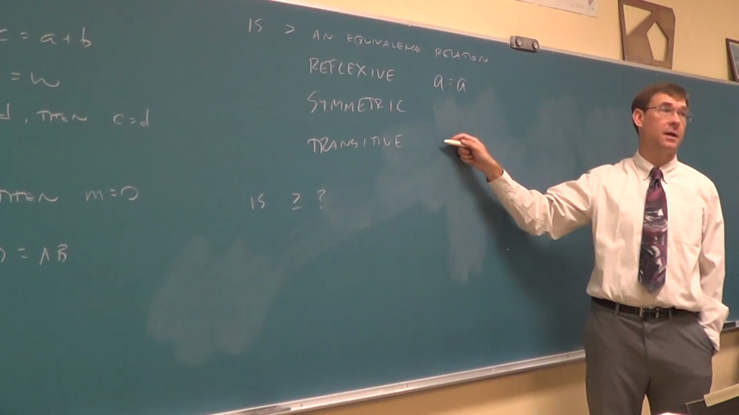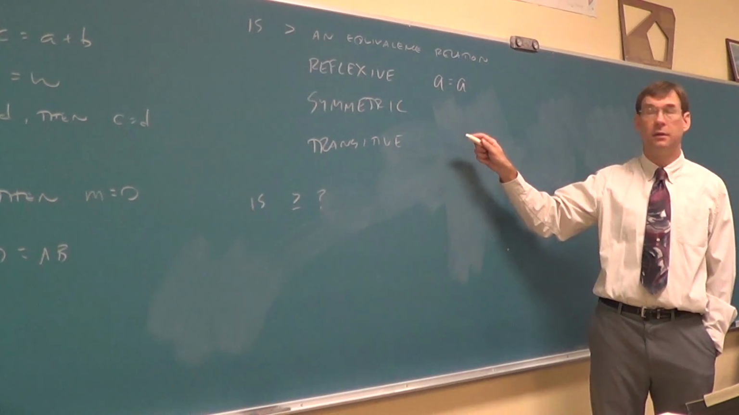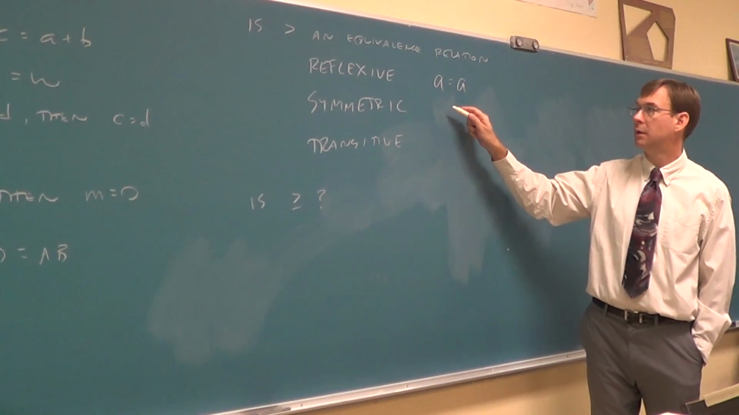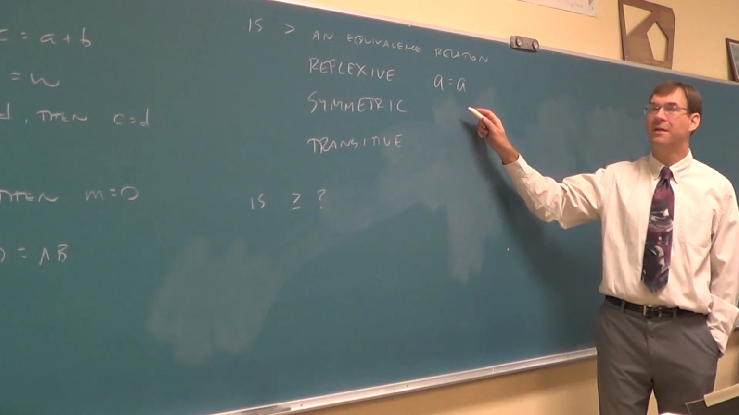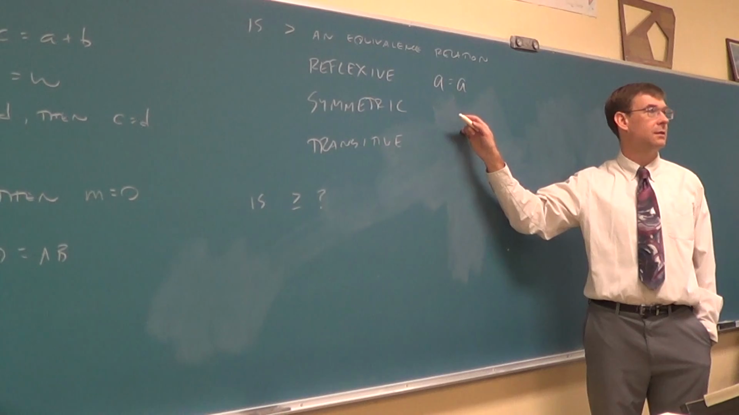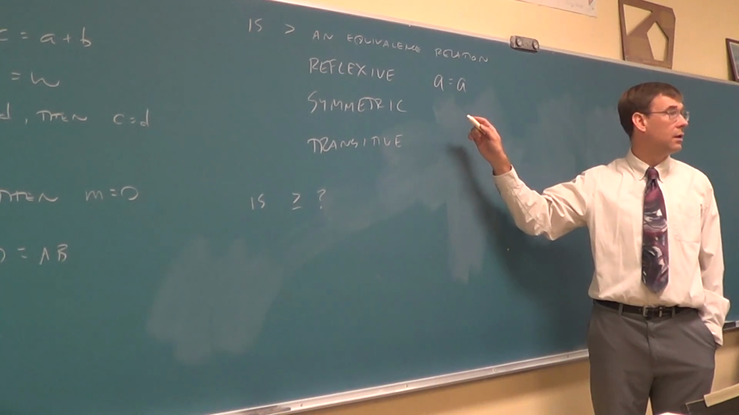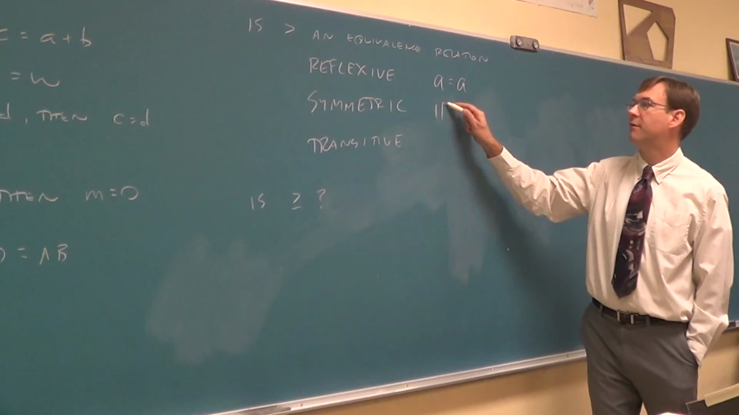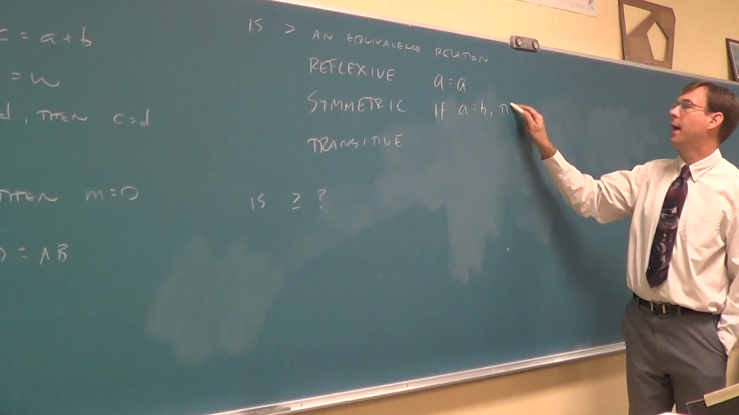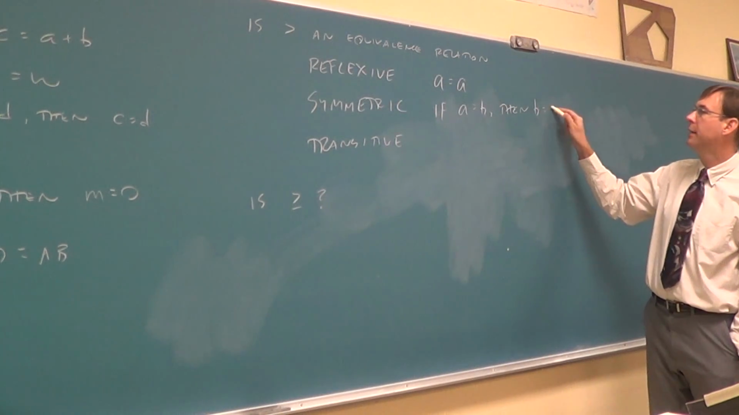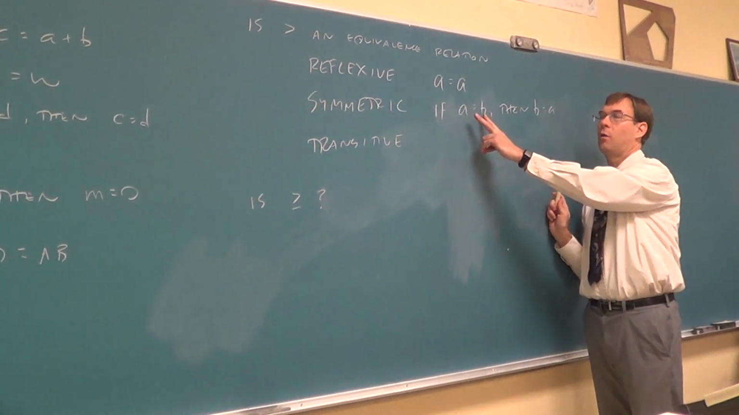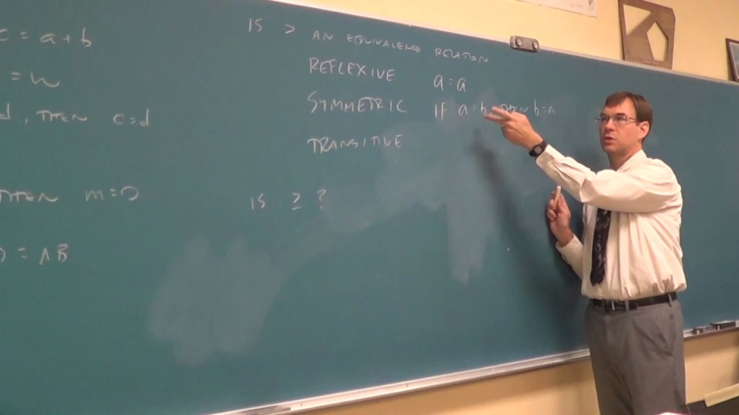Symmetric or transitive? Can anybody do one of them? Symmetric is AB plus BA equals something. No, there's no adds in. Just A. Go ahead. Okay, it's if A equals B, then B equals A. Basically, it's something you've known for a while. If things are equal, you can reverse them.